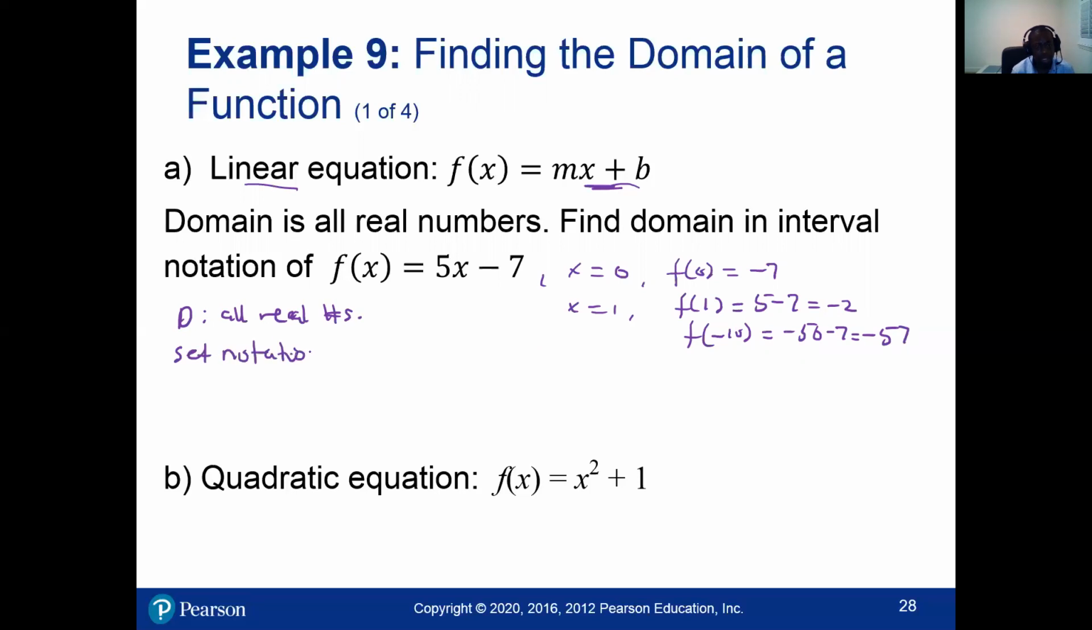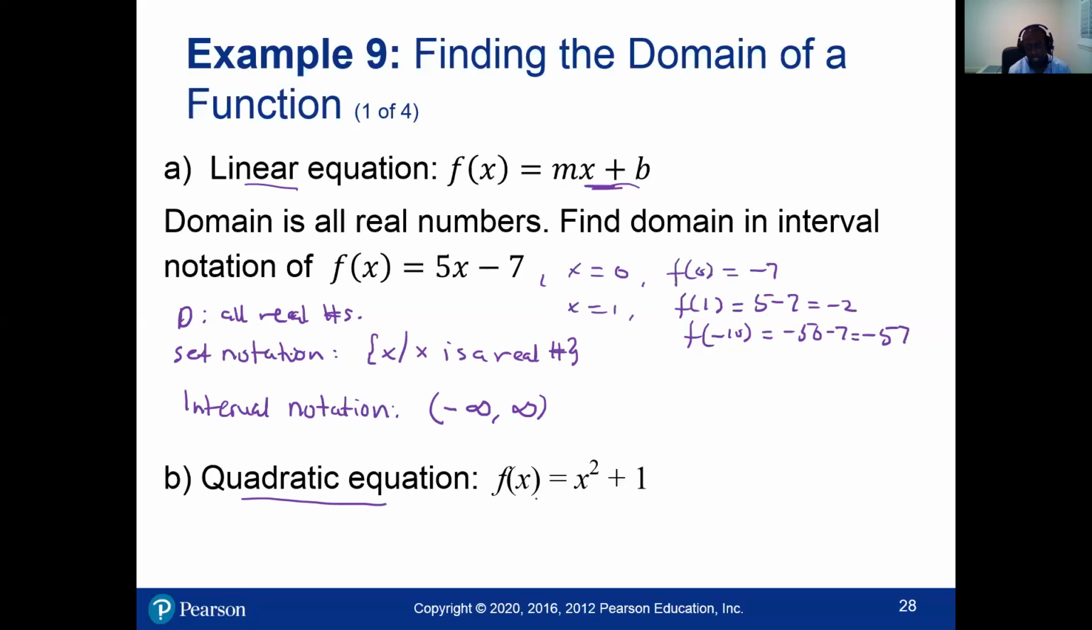Now if you want to write it in set notation, it's the set of x such that x is a real number. Then the interval notation: it is all real numbers, from negative infinity to positive infinity.